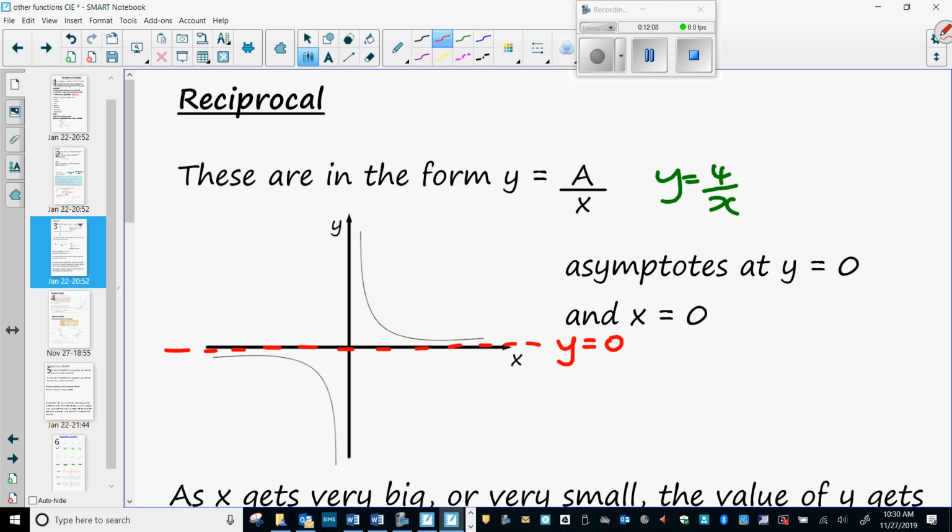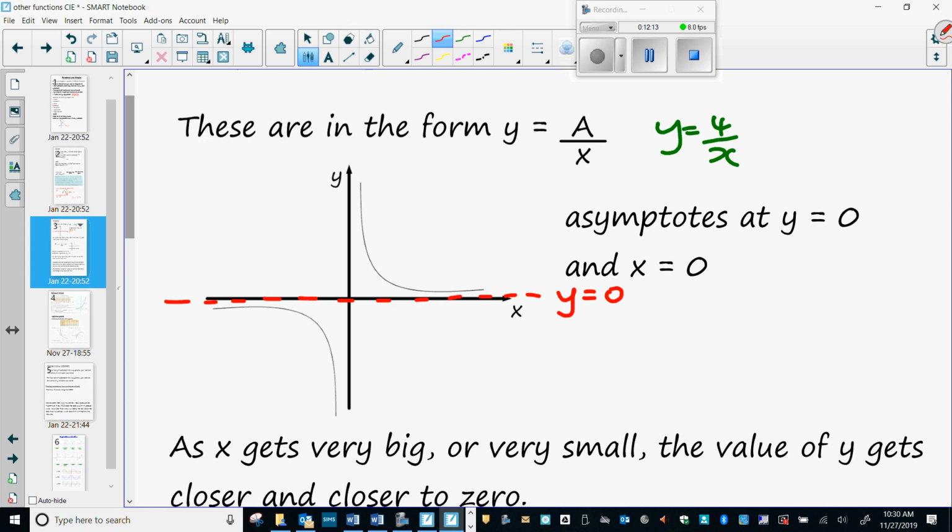Did we remember that? Or it came back to us when I said it. And then the y-axis has the equation x equals 0. Okay? Those two lines are asymptotes. What that means is that my graph gets really close to those two lines, but will never actually touch them. In other words, we know that the value of x here cannot equal 0. And that's why the line x equals 0 is an asymptote.